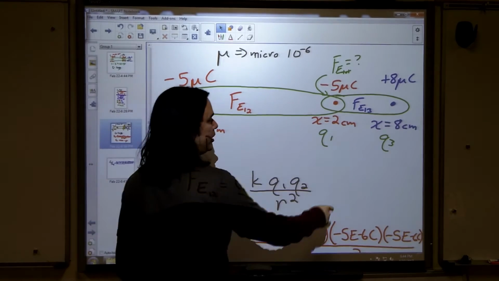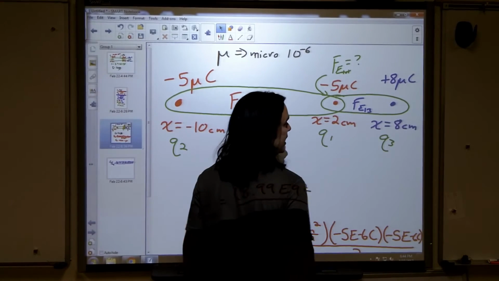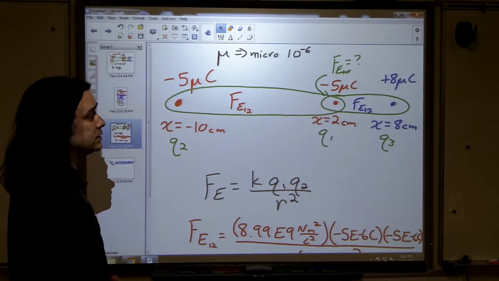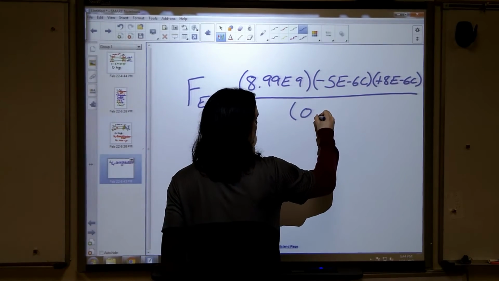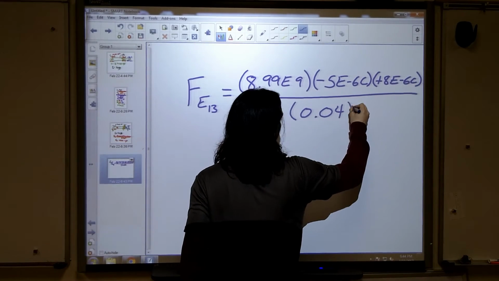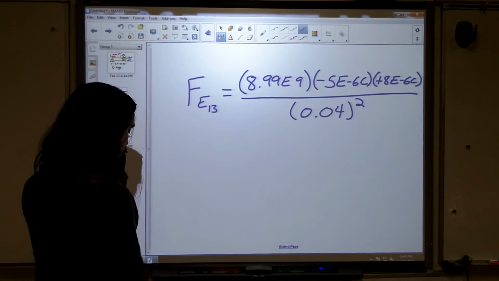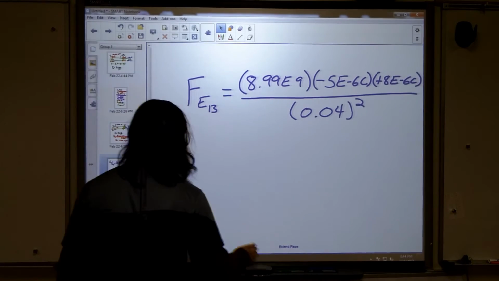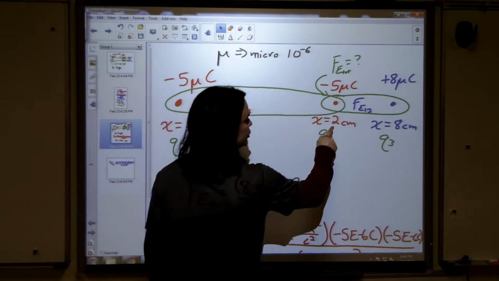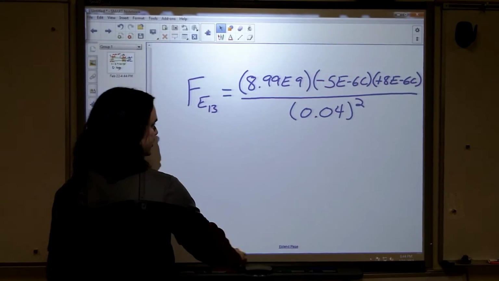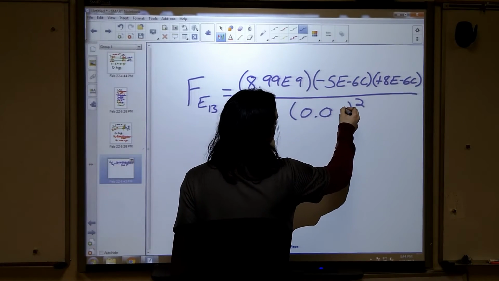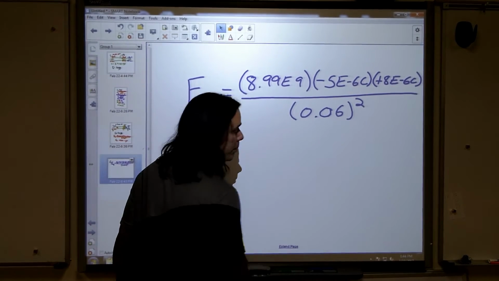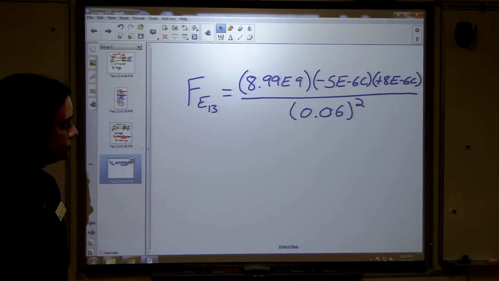I need the distance between them. Well, this is at 2 centimeters, and this is at 8 centimeters, so it means that they are 4 centimeters apart. 0.04 quantity squared. I'm sorry, not 4 centimeters. I'm bad at math. 2 and 8, 6 centimeters. I was thinking of something different. Helps if I stay focused, but math errors can happen to anyone.